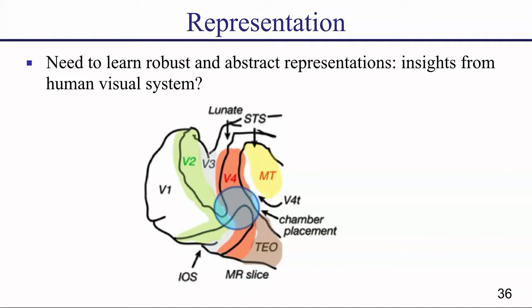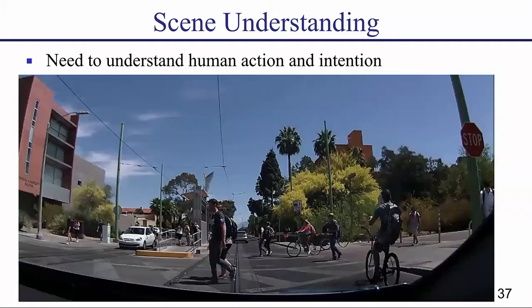What do we need to do? We need to learn robust and abstract representations. While our human vision system is robust against these attacks, can we gain insight from how the human visual system processes sensory input? Well, you have seen the complex situations, right? We need to understand the scene, understand human actions and intentions. People are very good at reading other people's intentions during driving. This is not the case for the current deep learning models. We haven't made much progress in scene understanding.